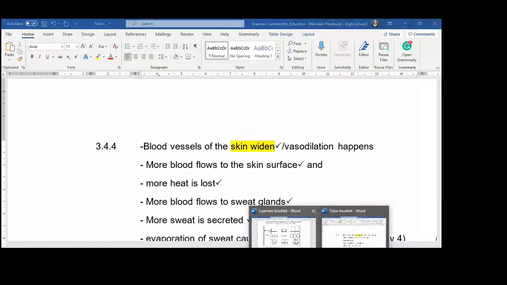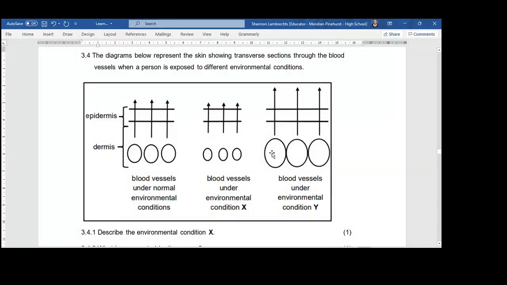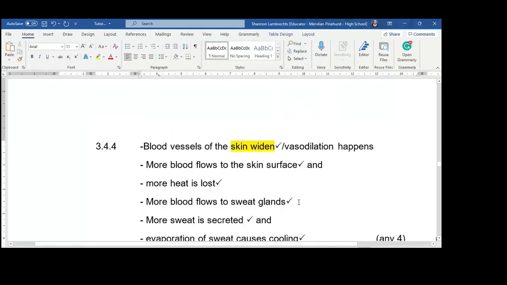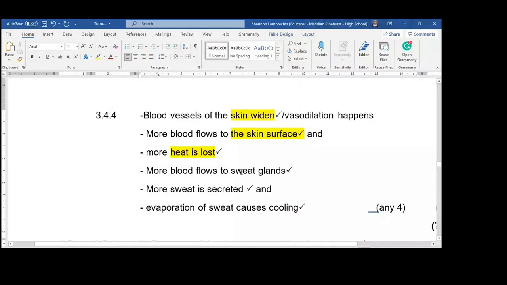I'm just going to go back again. There we go. So what do I see? I see the blood vessels are larger. So I say the blood vessels are wider, or they become larger. Right? What you see? So they widen. So more blood flows to the surface of the skin. That's very important to understand and to mention. Therefore, you lose more heat. And because you lose more heat, more blood also flows to the sweat glands. And because there's more blood in the sweat glands, you sweat more, or more sweat is secreted, and that causes cooling or evaporation.